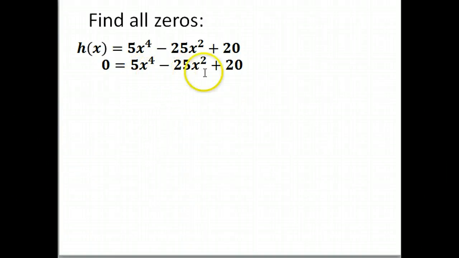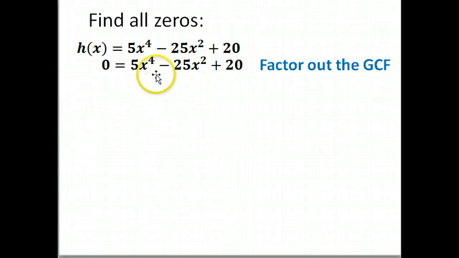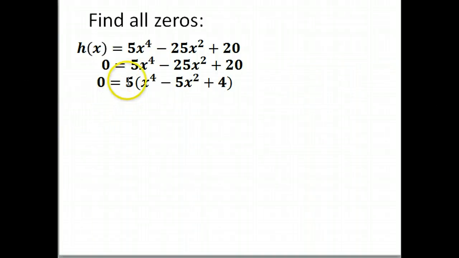Okay, now we look at this one and we're trying to determine, does this have a common factor that I can factor out? Well, they don't have any x's in common, but they do have a 5 that we can factor out. So I'm going to take a 5 out of each one of those. 5 out of 5x to the 4th is just x to the 4th. I'm dividing each one of these by 5, essentially pulling that 5 out. Now I'm left with this, x to the 4th minus 5x squared plus 4.